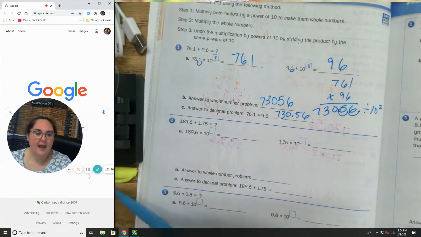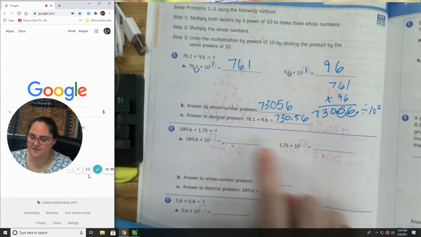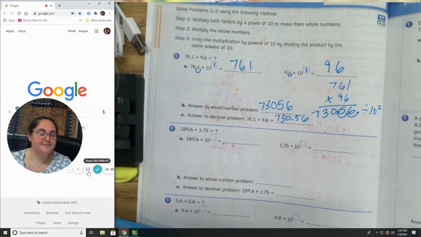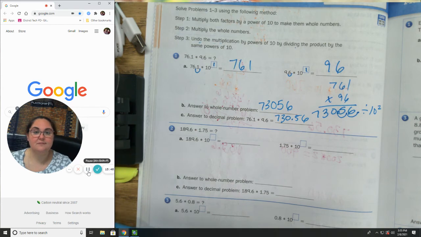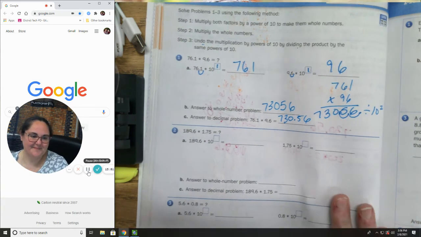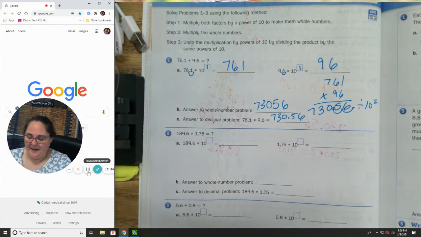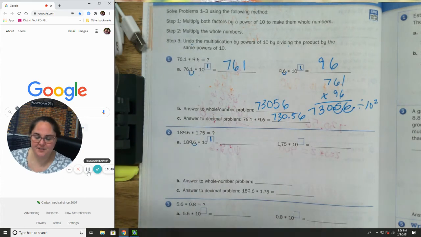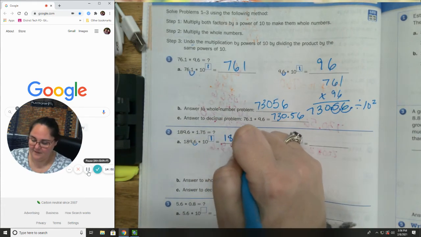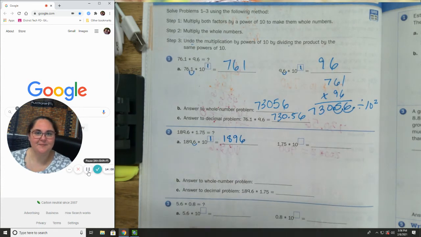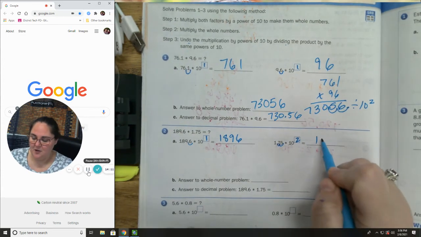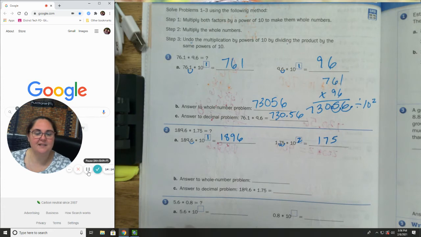It's a little bit tricky, I know, and it's a little difficult to understand, but we're going to try it. I want you to figure out what powers of 10 we're going to multiply these two numbers by and make them into a whole number. What did you do? All right. My decimal is 1 space over, so I'm going to multiply it by 10 to the first. 1,896. My decimal is 2 spaces over, so I'm going to multiply by 10 to the second. 175. That's step 1.